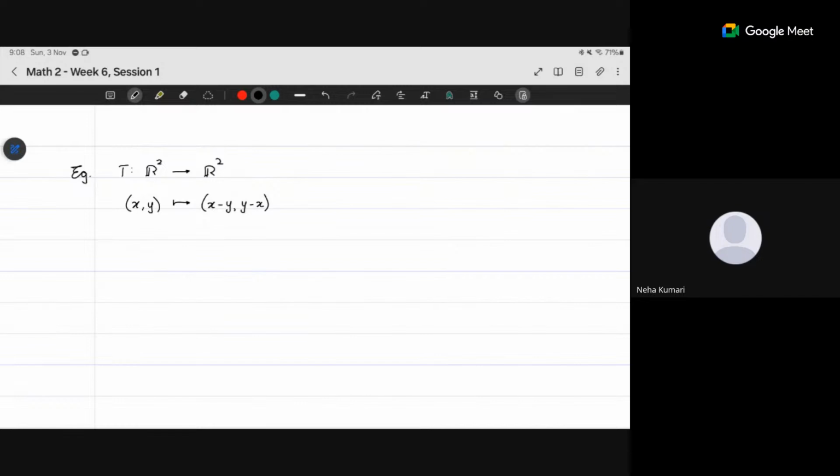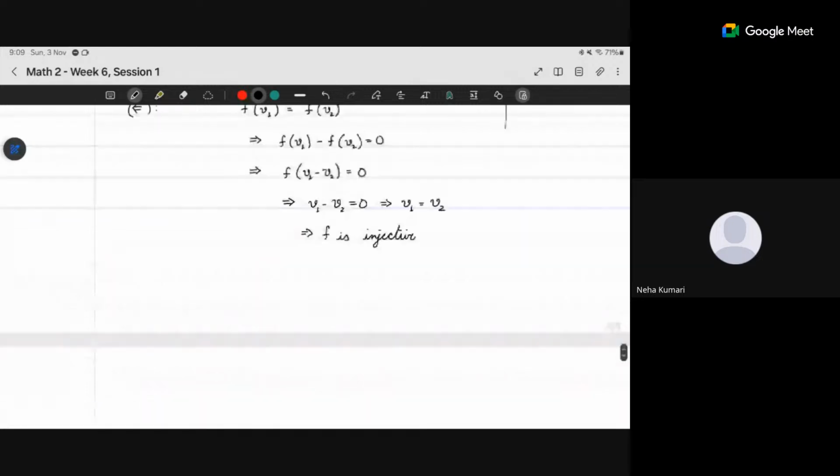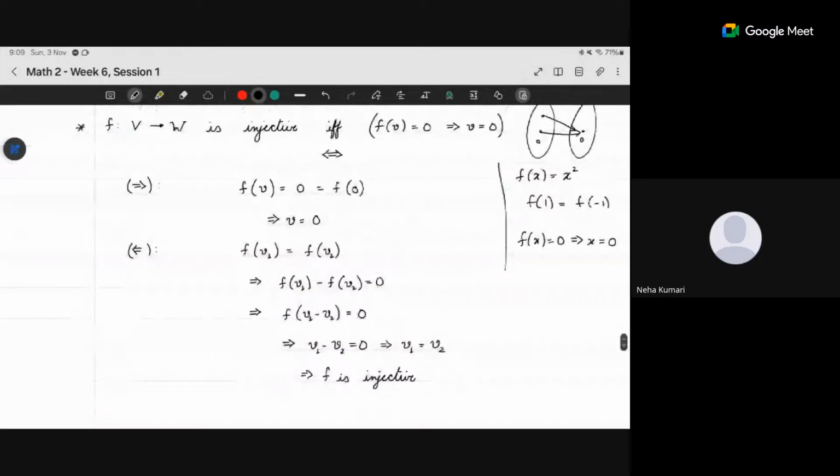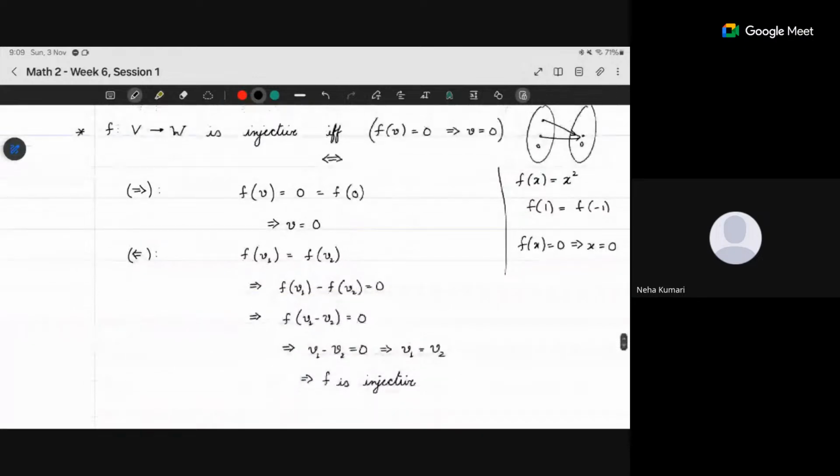Could you please show that above example? I missed the last part. So this is not an example. This is a proof of the statement that injectivity is equivalent to having only one pre-image for 0. Okay, sir. Got it. Thank you, sir. Are your doubts clear? Yes, sir.